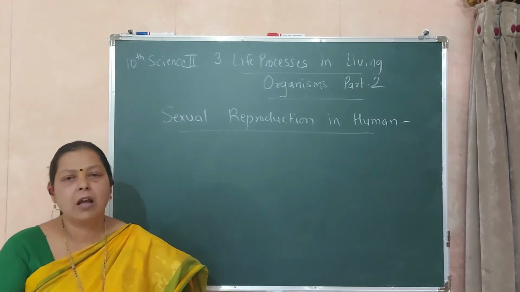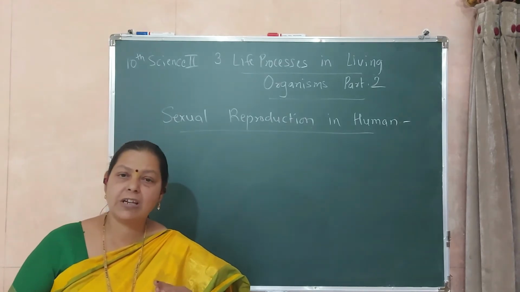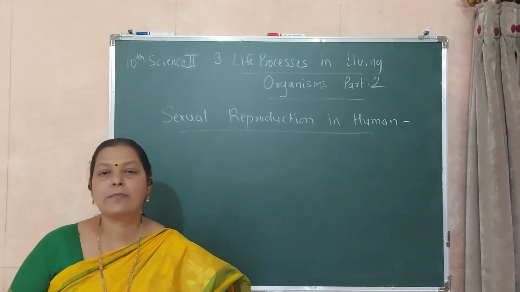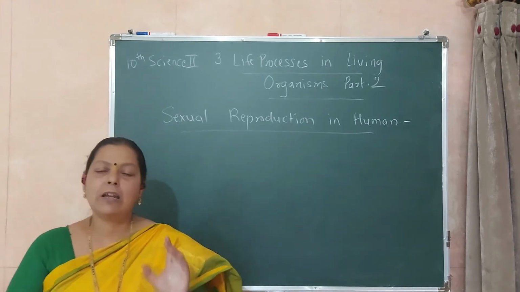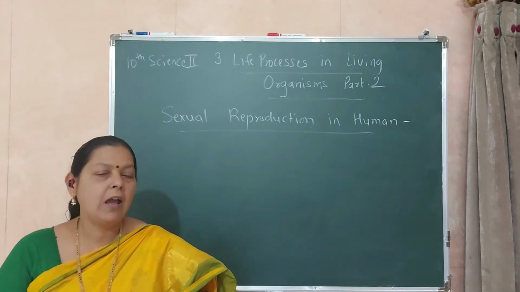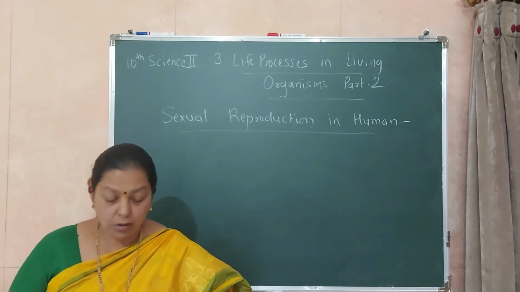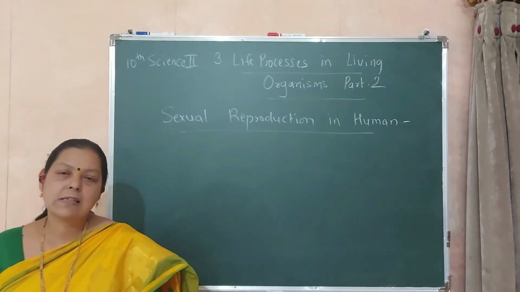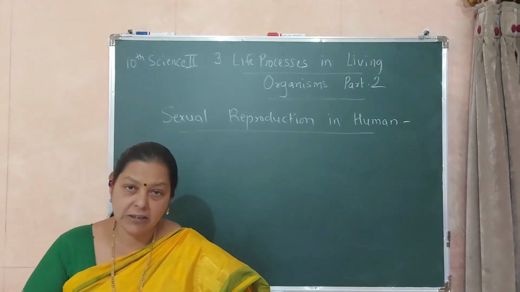We know there are 23 pairs of chromosomes present. Out of these 23, 22 are autosomes and one is a sex chromosome, and this sex chromosome pair in male is XY and in woman or female it is XX. So in such a way, we know the sex of the child is determined by the father only.